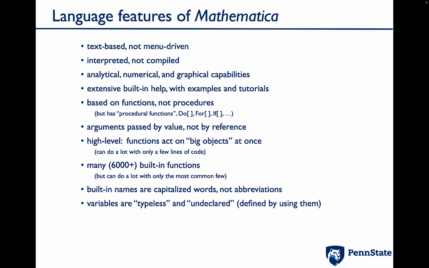Variables, like in Python, are typeless and undeclared. In other words, you don't have to say, this will be a matrix, this will be a vector of length 5, this will be a complex number. You just start using them and assigning things to them. And variables can hold more or less anything. For example, they can hold a plot, or they can hold a list of a list of a list, or they can hold an entire table of data, or what have you.